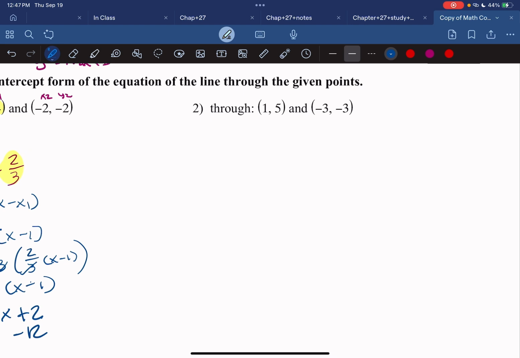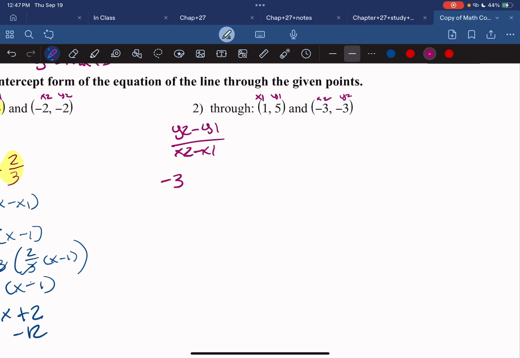Let's do it once again. First, let's find our slope. Let's label our x's and y's so that we don't get confused. How do we find our slope? y2 minus y1 over x2 minus x1.